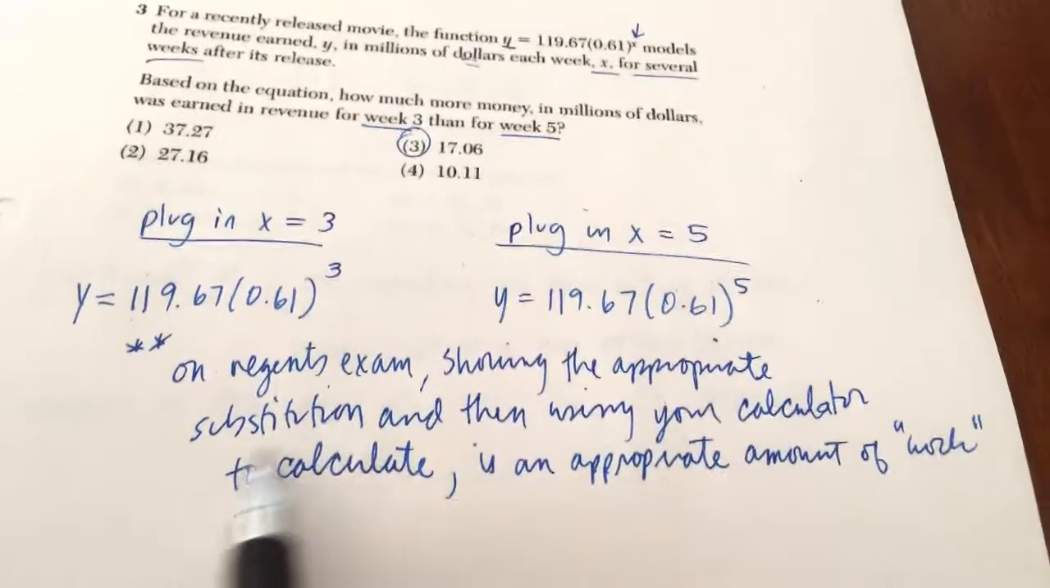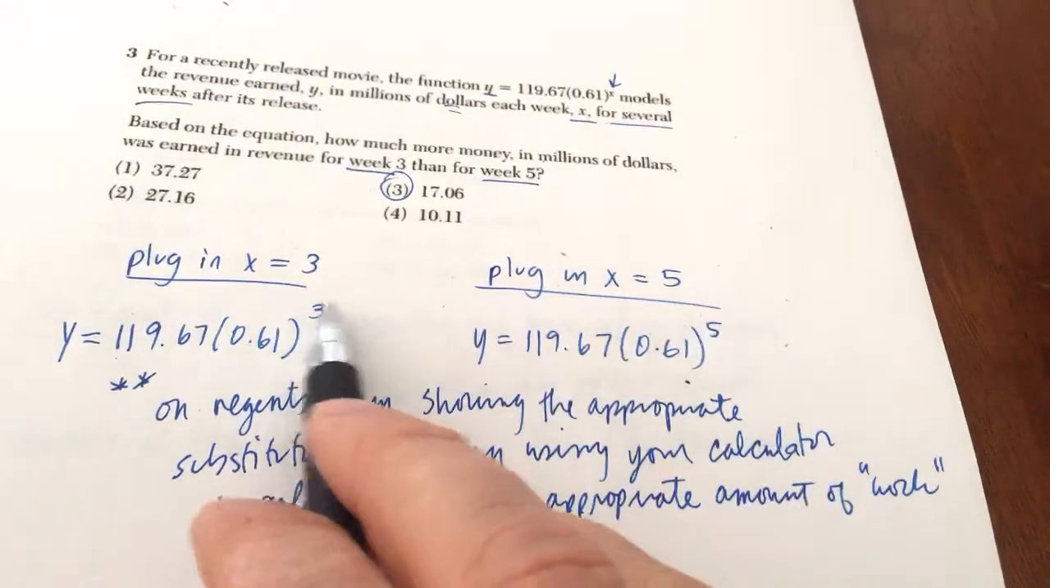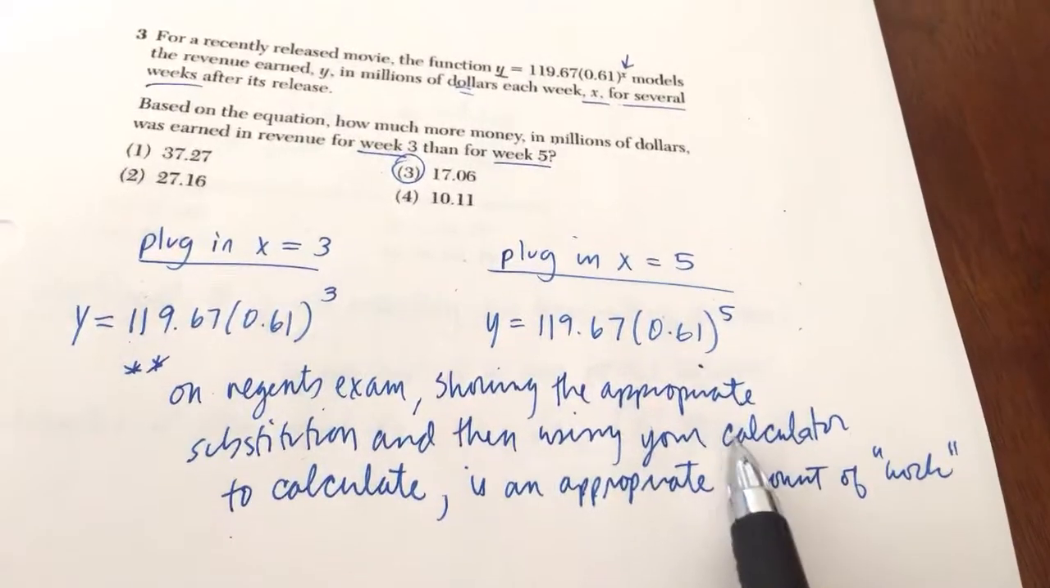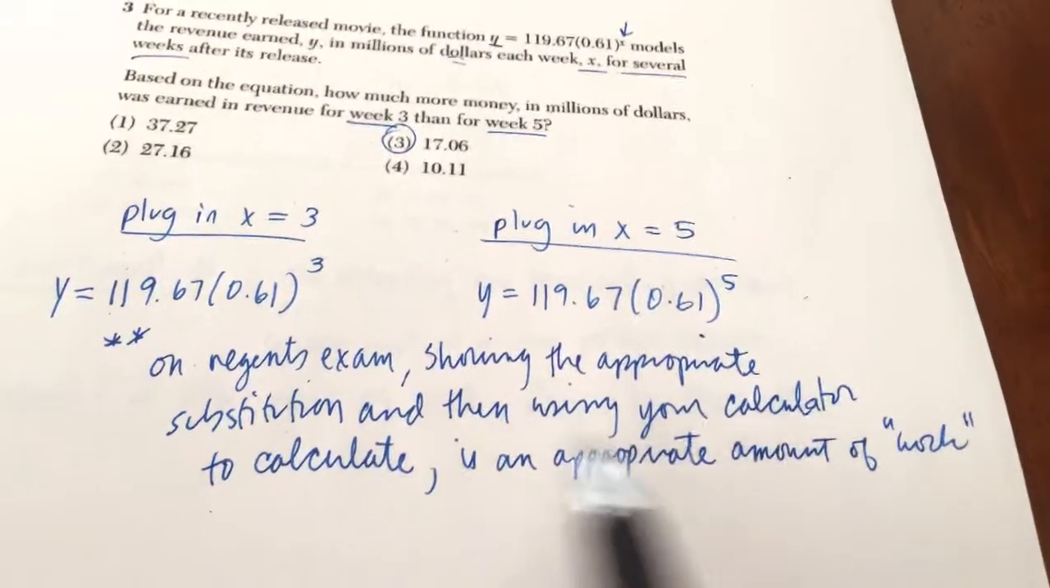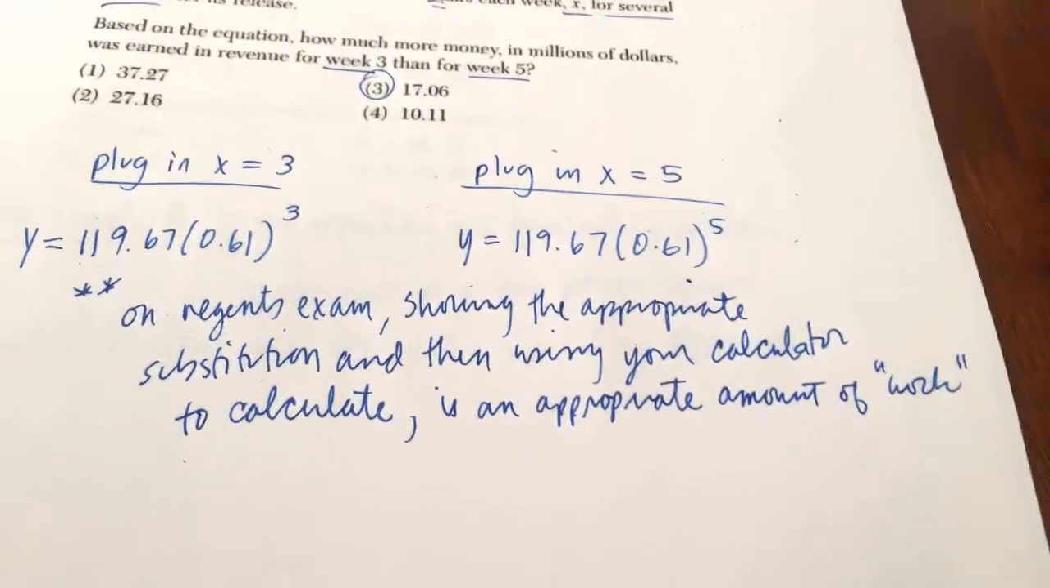One quick note on the Regents exam: showing the appropriate substitution like I did and then using your calculator to calculate is an appropriate amount of work. This is a note for anybody who's concerned about how much work they need to show.